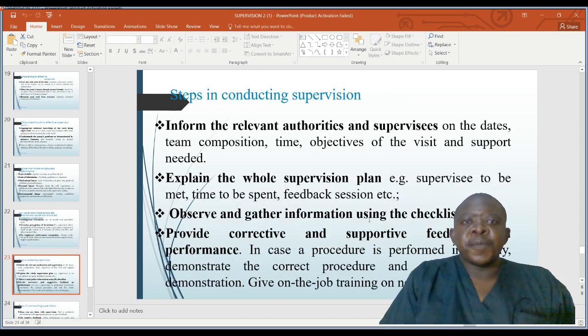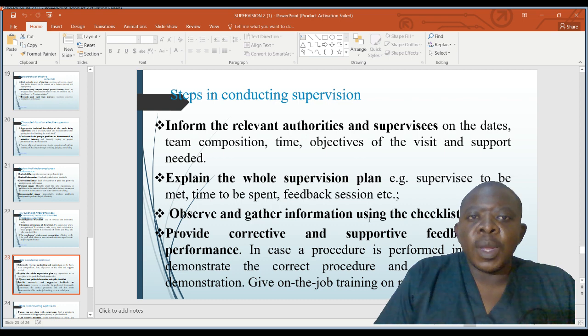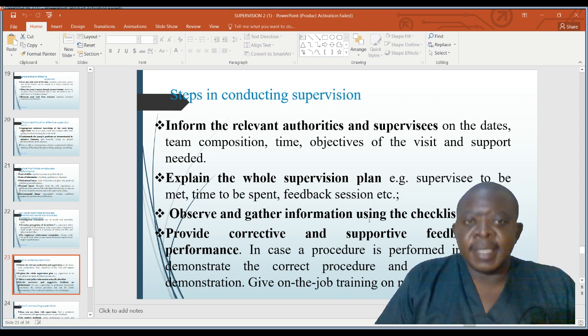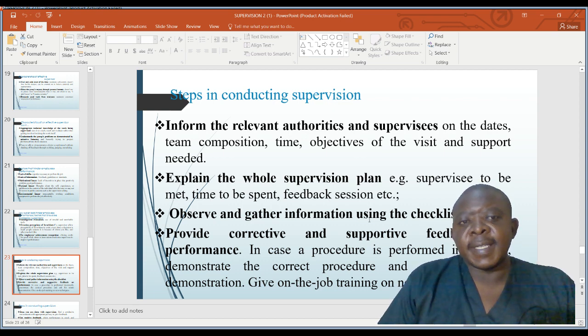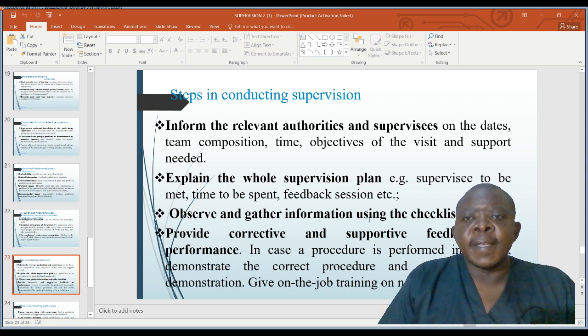Okay, so now let us look at steps in conducting supervision. The first one has to do with information. Inform the relevant authorities and supervisees, the people being supervised, on the dates, team composition, time, objective of the visit, and the support needed. The next step is explaining the whole supervision plan.